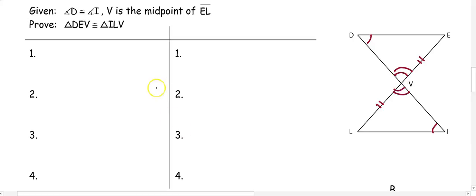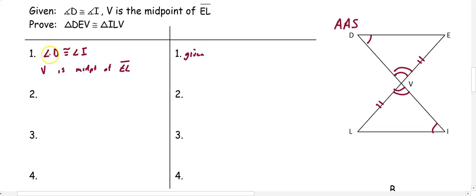So the method we used to prove that the triangles were congruent, in this case, was angle, angle, side, because the side is only touching one of those angles. So now we're going to do our proofs. Remember, proof, we always start off with the given. So angle D is congruent to angle I, and V is the midpoint of EL. Remember, the reason is that that's given to us.